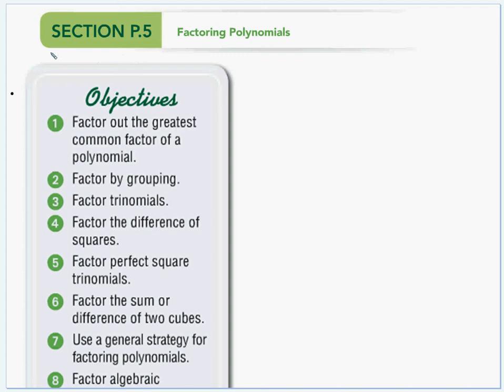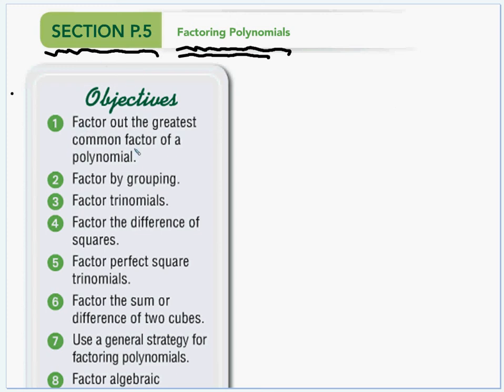This video is going to cover section P-5 in pre-calculus class, and it's just a review topic you've seen before, factoring polynomials. This will probably be the last time you're formally taught factoring, at least in the high school setting. So here we've got our objectives for this section.